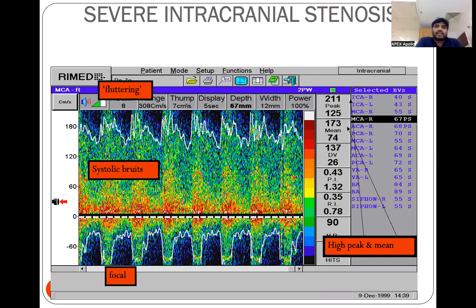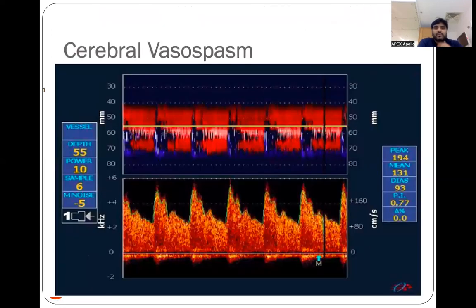So next clinical application: severe intracranial stenosis. The figure shows increased systolic and decreased diastolic velocities, and you can see high peak and high mean velocities. These abnormal waveforms can be seen in intracranial stenosis. This is M-mode, the pulsatile window. In the pulsatile window, there is increased mean velocity in the MCA, consistent with mild to moderate vasospasm.